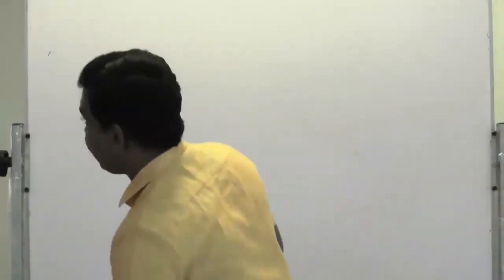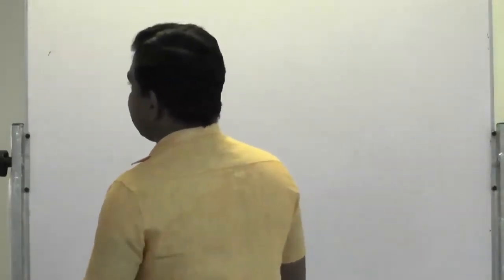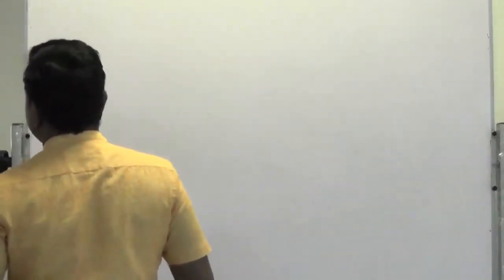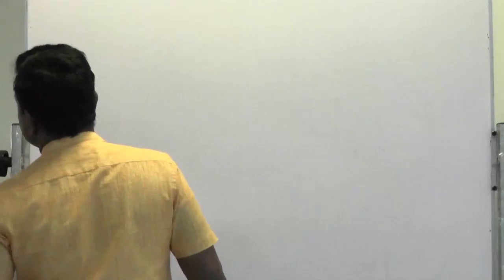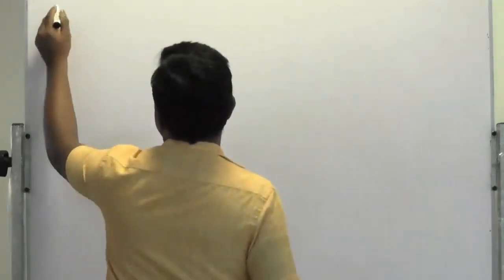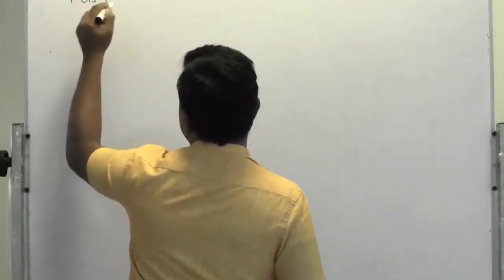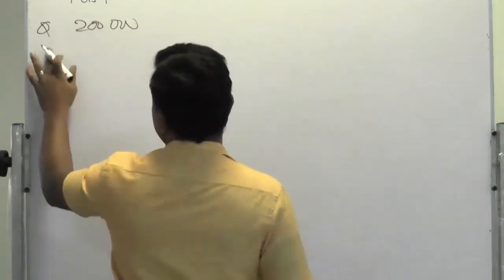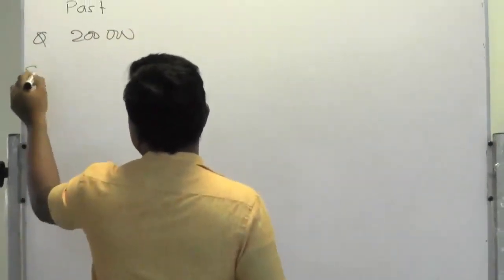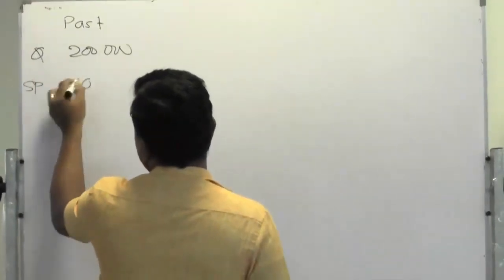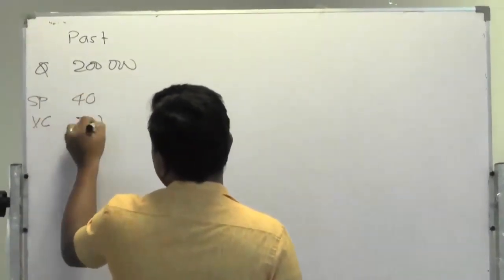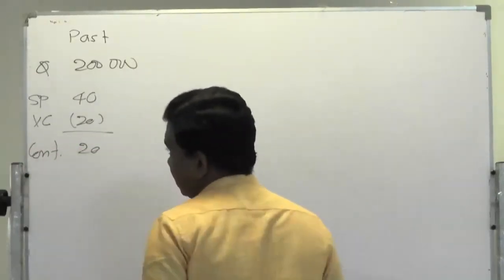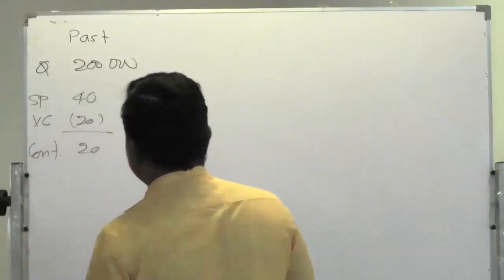Question number 3, I will read it for you. An entity sold 200,000 items of a product at a price of 40 and variable cost of 20. Sold quantity is 200,000, right? Selling price 40, variable cost 20. Therefore, contribution is 20. That was the information given.